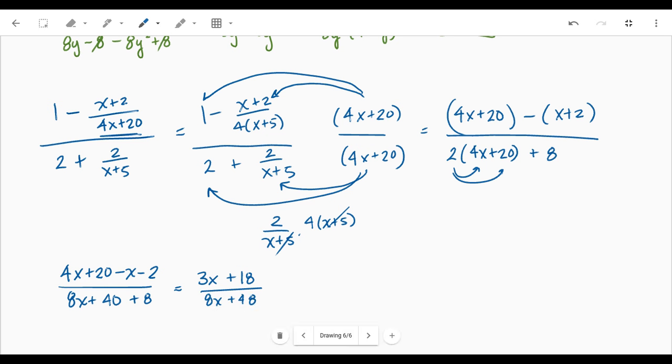Okay, and then just like before, it looks to me like I can factor out a 3 from the numerator and leave myself with an x + 6. And I can factor out an 8 from the denominator and leave myself with x + 6. Those x + 6's cancel, so I'll have 3/8.